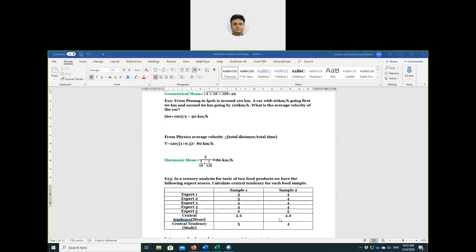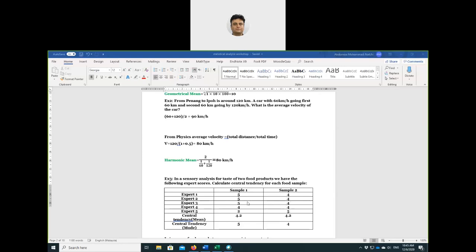And how do you compare which sample is better? Basically sample one, because most of the experts report full mark, but here more than half of the experts do not reach the full mark for this sample.